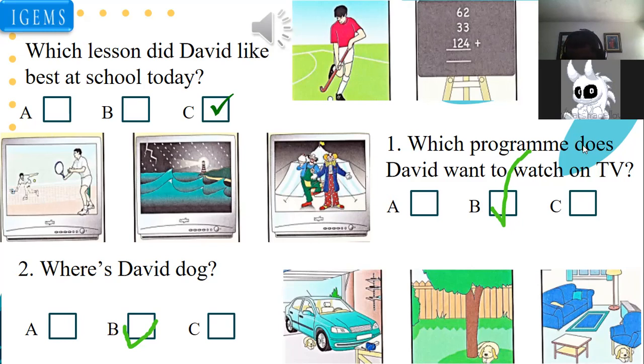Now listen to part 4 again. 1. Which program does David want to watch on TV? Can I watch television in half an hour? Which program do you want to see? The one about the circus again? Not that one. It's a program about storms. We're learning about them at school. All right. And I must remember, there's tennis at 7 o'clock. I want to watch that.